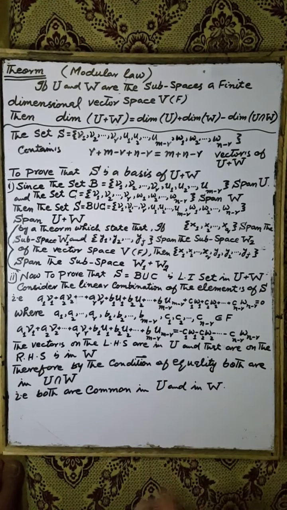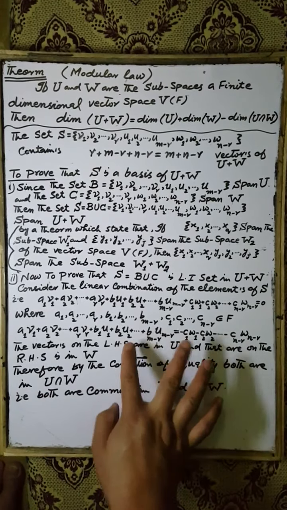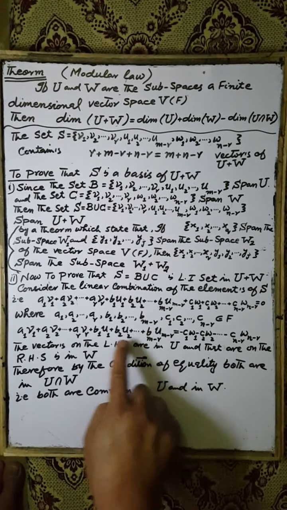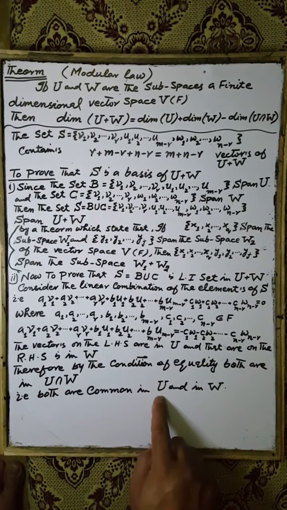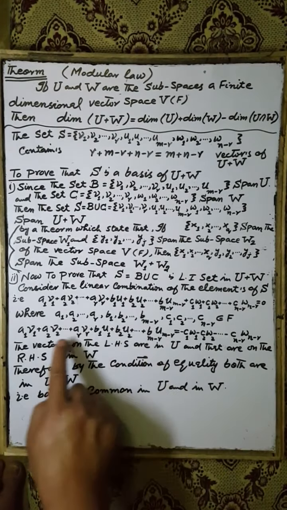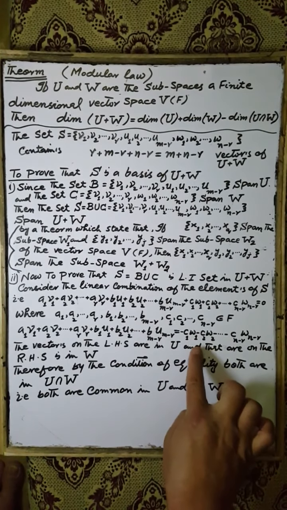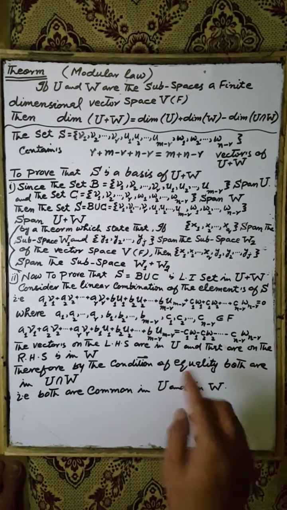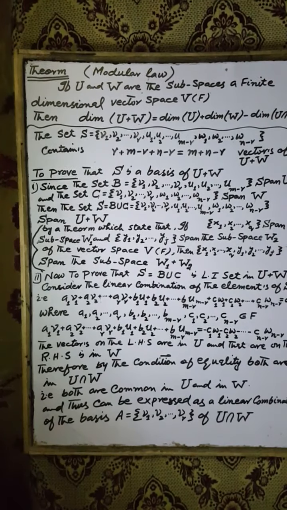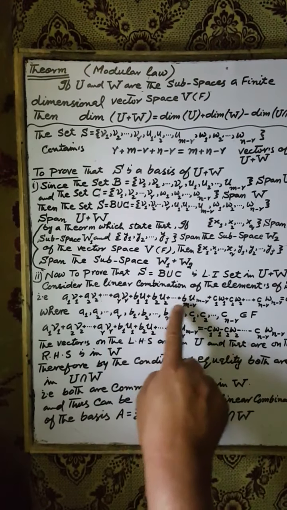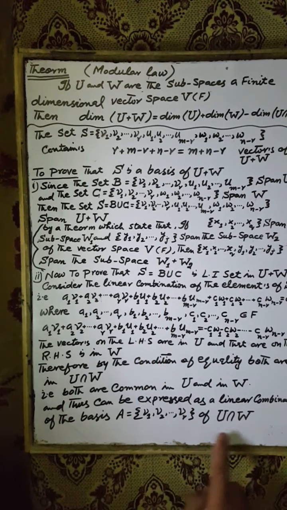Therefore, by the condition of equality of the vectors of U and W, this resultant vector, the linear combination on the left and the linear combination on the right, is common in both the subspaces U and W. That is, the linear combination of the vectors of U is equal to the linear combination of the vectors of W. This resultant vector is common in U and W, and therefore it can be written as a linear combination of the basis of U intersection W.